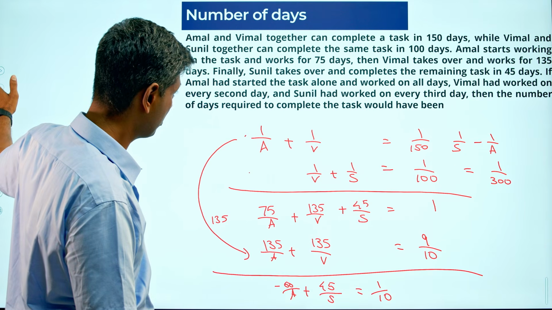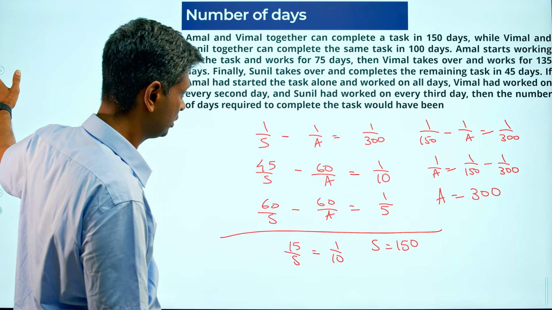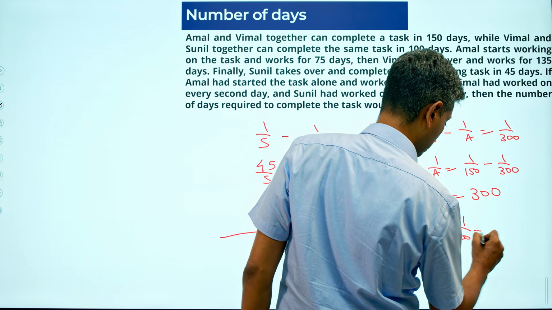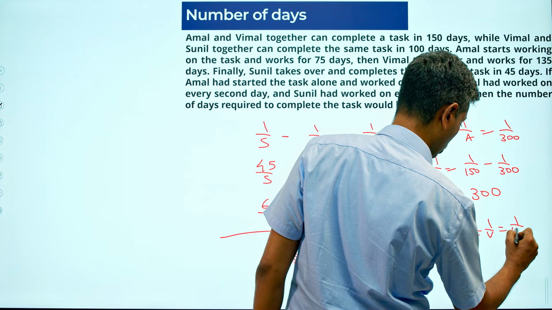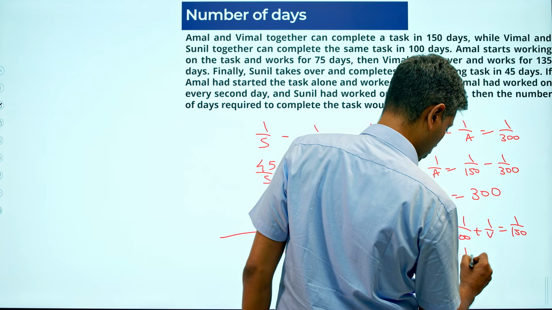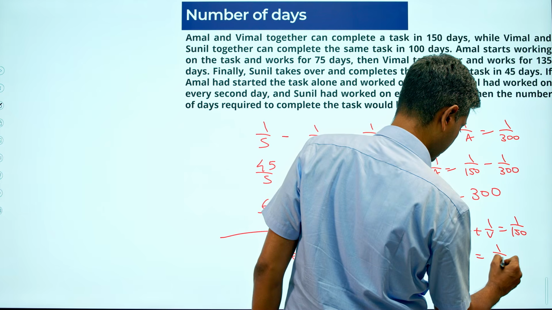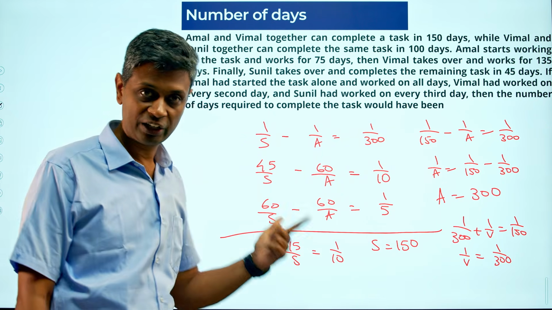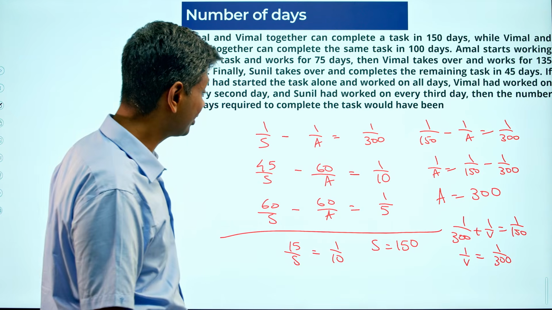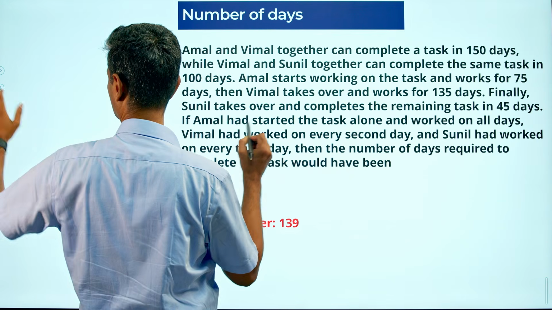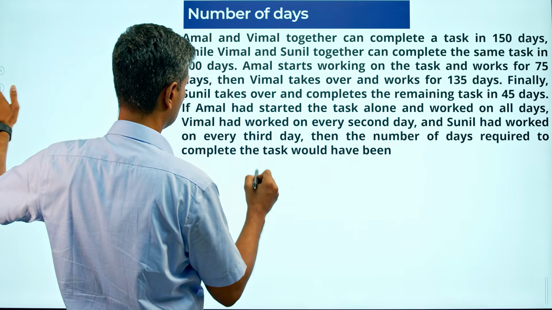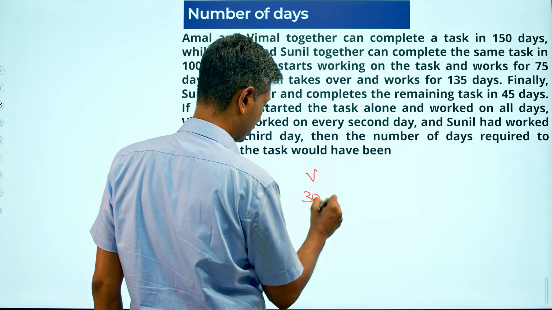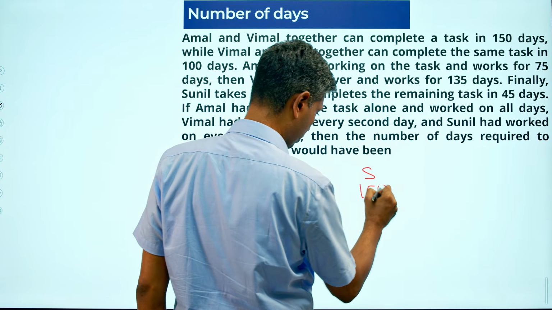Let's see. 1 by A plus 1 by V is 1 by 150. A takes 300. 1 by 300 plus 1 by V is 1 by 150. 1 by V is 1 by 300. Amal and Vimal take 300 days each. Sunil takes 150. Amal takes 300. Vimal takes 300. Sunil takes 150.